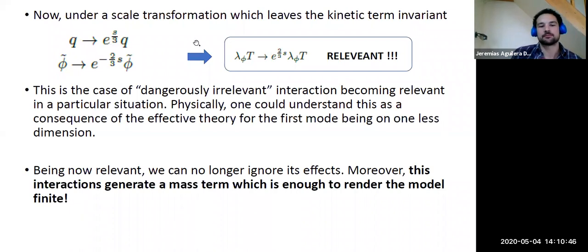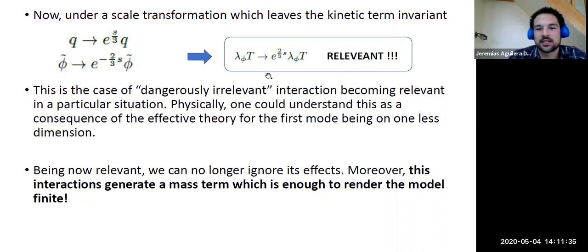So this is not exactly what people call dangerously relevant, but it fits pretty much in the definition, as there is an interaction which was irrelevant in the UV, but for some weird infrared effects, it became relevant. Another way to see it is that in the effective theory for the static mode, you are compactifying on the thermal circle and just keeping the massless mode. As the effective theory is now in one less dimension, it's natural for some coupling to become relevant. But besides the interpretation you like most, the important thing here is that we can no longer ignore its effects.